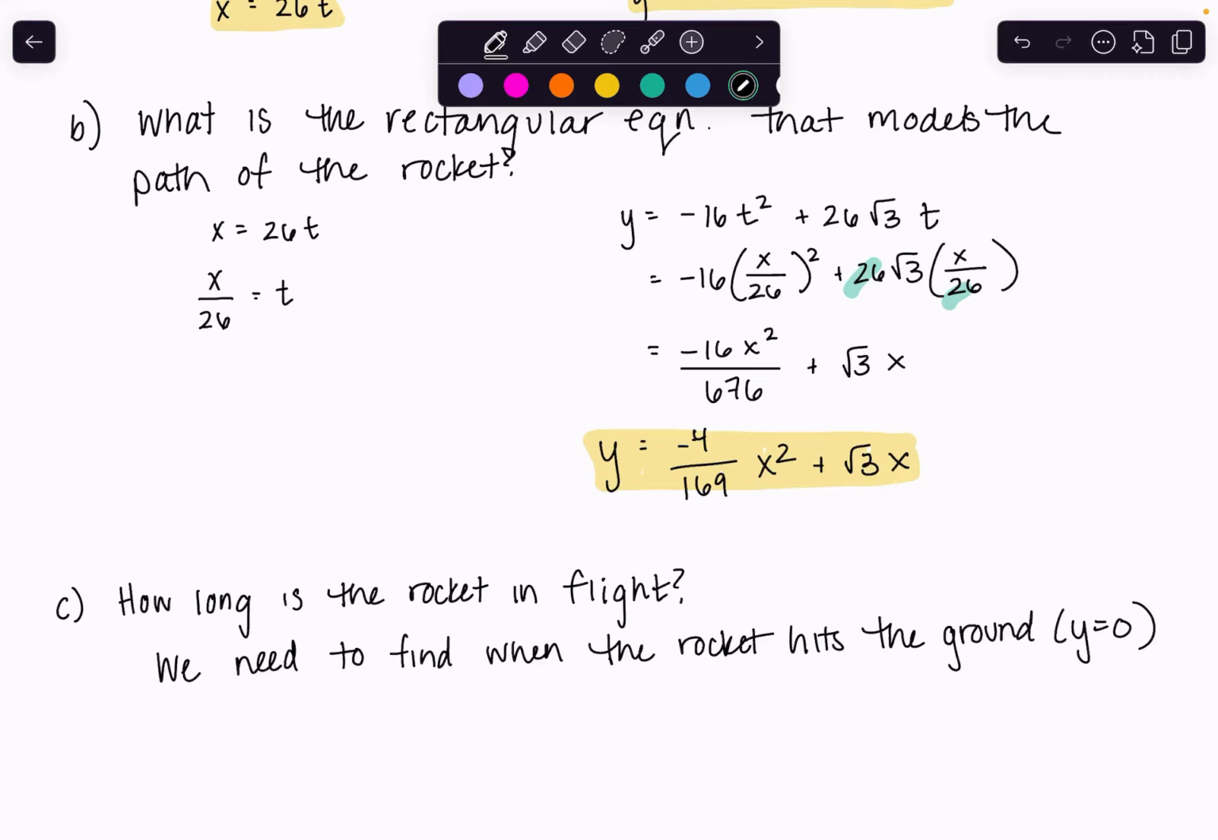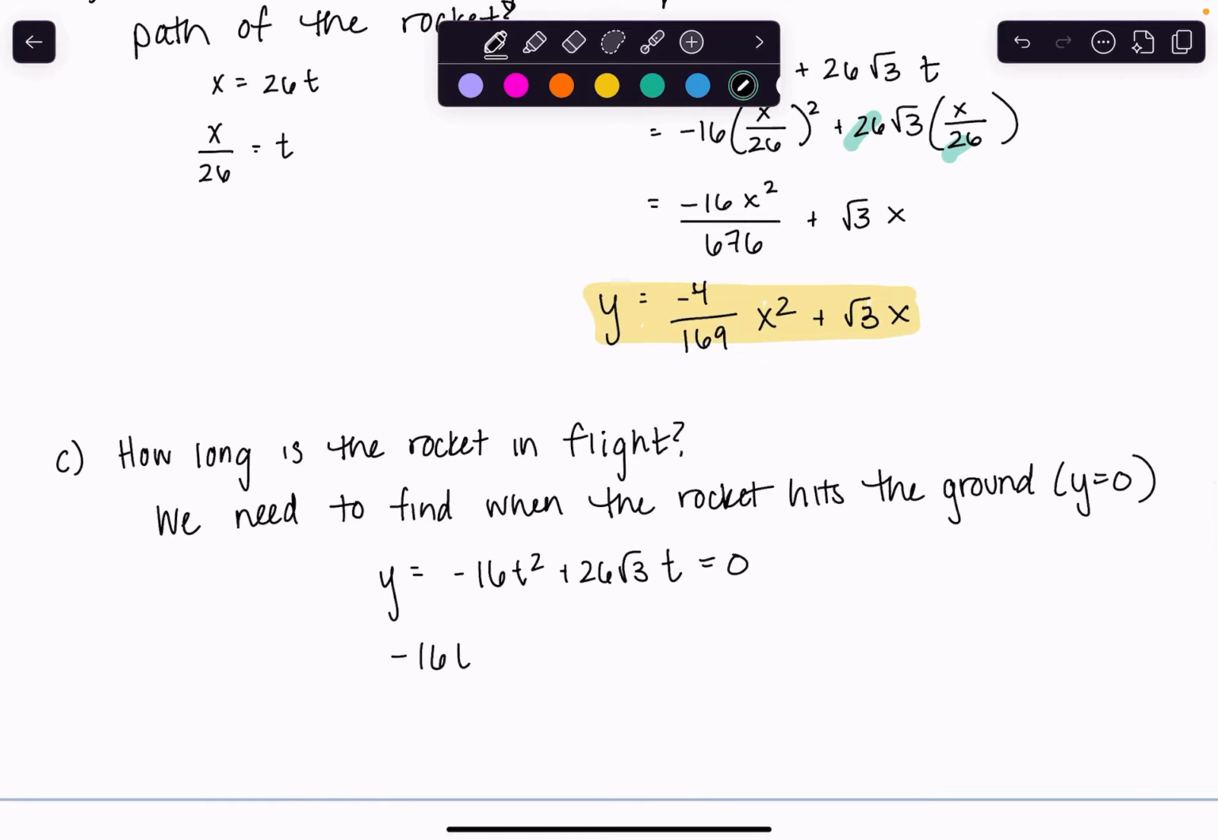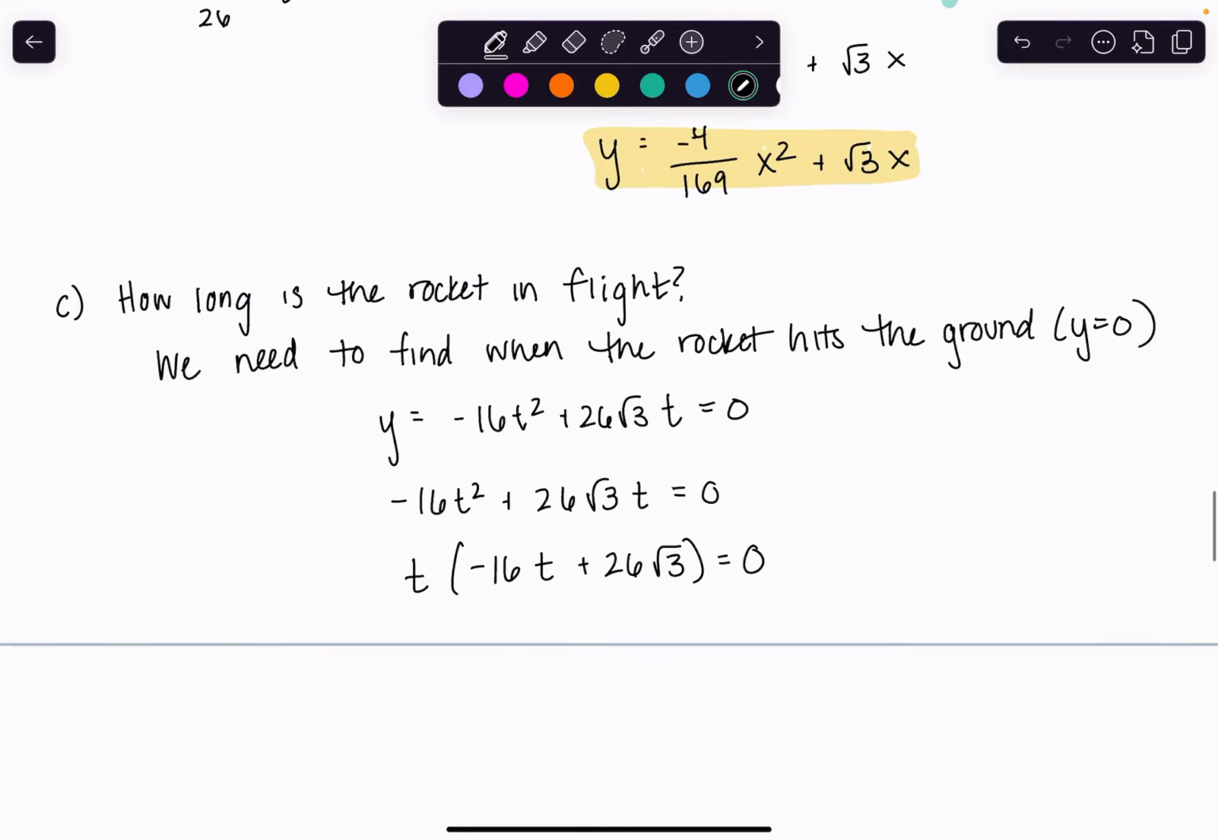Okay. So I'm going to go ahead and set that equation equal to 0. Well, that's really just a quadratic equation. Ultimately, they both have a t, so we can go ahead and factor that out. That leaves us with negative 16t plus 26 root 3 equals 0. So you set each equal to 0. Immediately, you get t equals 0. Well, that's the start, because we started at the ground.